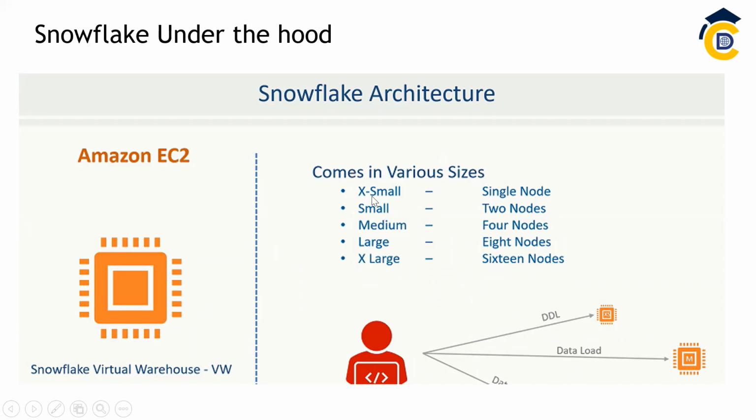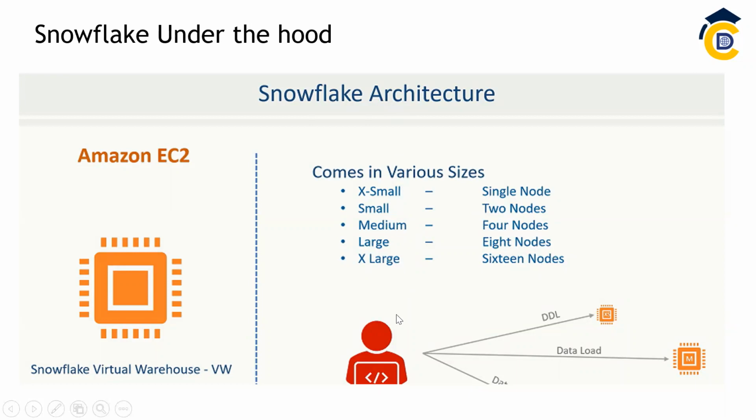So the smallest one is extra X small. It comes as a single node. That means if you choose your warehouse of X small size, you will be provided just one node for that. And similarly, there is small, medium, large, and X large, and respectively they have 2 nodes, 4 nodes, 8 nodes, and 16 nodes. And as you can see, it's a factor of 2. 2 into 2, 4, 4 into 2, 8, 8 into 2, 16. That's how it goes on.